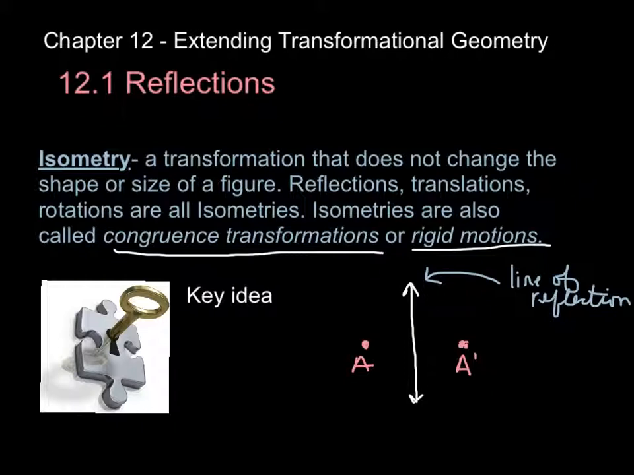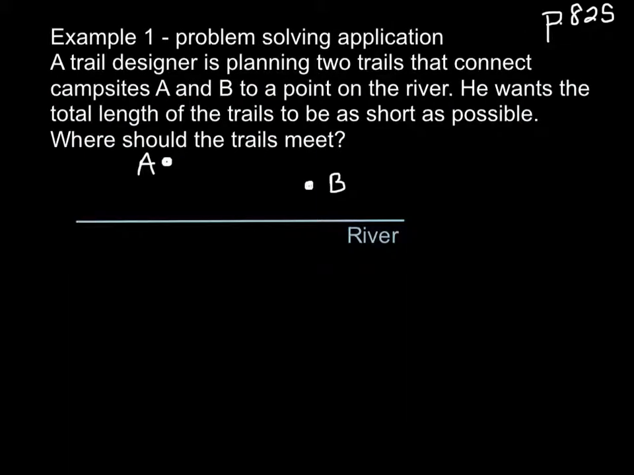So A to A prime, if we connect A to A prime, we know that the line of reflection is a perpendicular bisector, which means they're perpendicular, form 90-degree angles, and the distance from A to A prime is bisected. Therefore, from the line of reflection to A prime and the line of reflection to A, each of those segments would be congruent. So we're going to start with our first example, which is a problem-solving application. This is found on page 825 in your book.